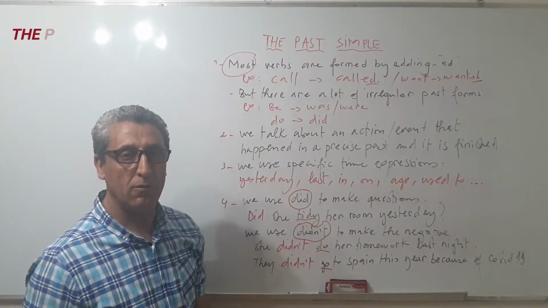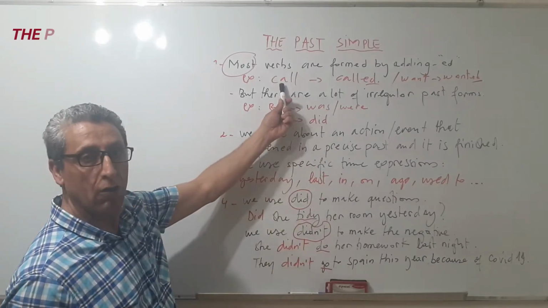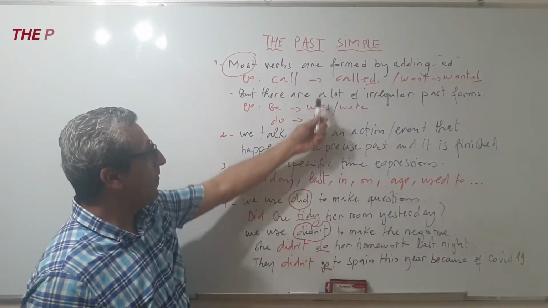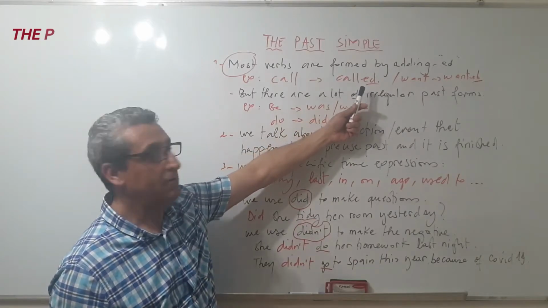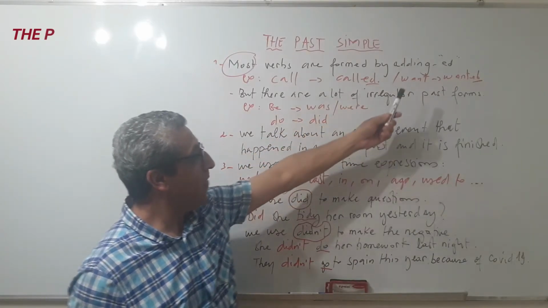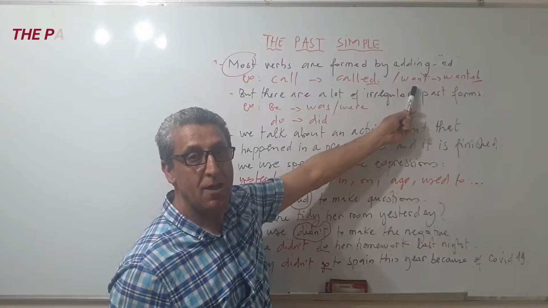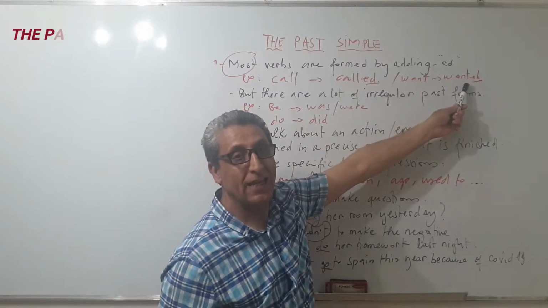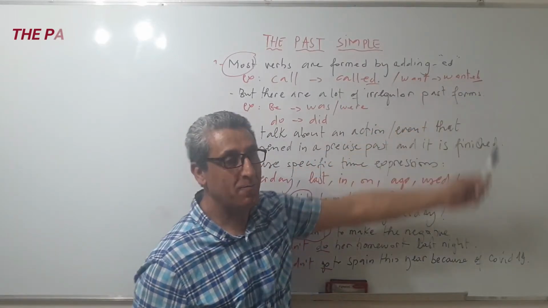Let's take an example. Look at the verb call. Call is a verb. The past simple is called, ed. Want is a verb, and the past simple is wanted. Okay, ed.